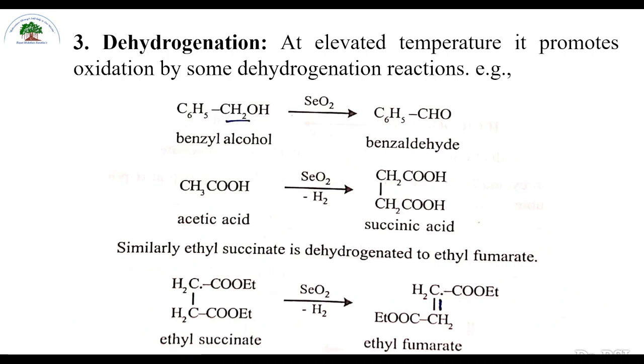Then dehydrogenation. At elevated temperature, it promotes oxidation by dehydrogenation reactions. Benzyl alcohol undergoes dehydrogenation. Dehydrogenation means removal of an H2 molecule. When we remove the H2 molecule, we get benzaldehyde from this benzyl alcohol. Similarly, acetic acid upon dehydrogenation gives succinic acid, and ethyl succinate upon dehydrogenation gives ethyl fumarate. Thank you.